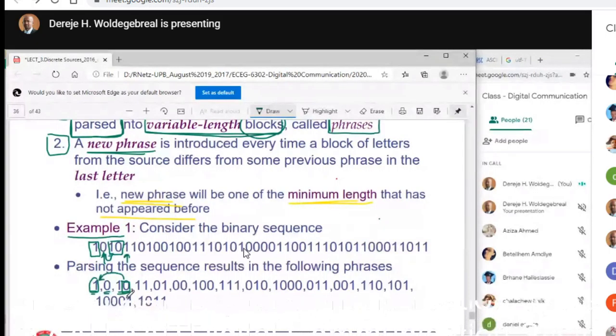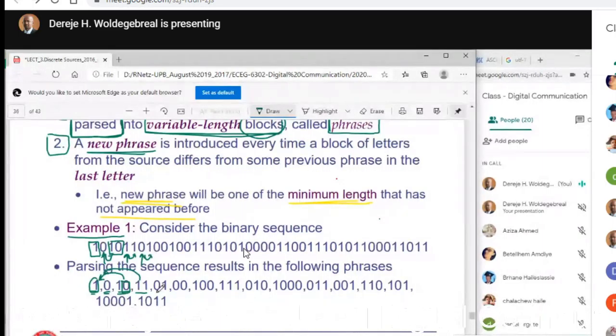Then we move here. We have 1, which already exists. Then you go to the next, you have 1 1. 1 1 is a new phrase that differs from an existing phrase, which is 1, in its last bit position only. So we keep on applying. We are here, we have 0; phrase 0 already existed, so we move to the next step.